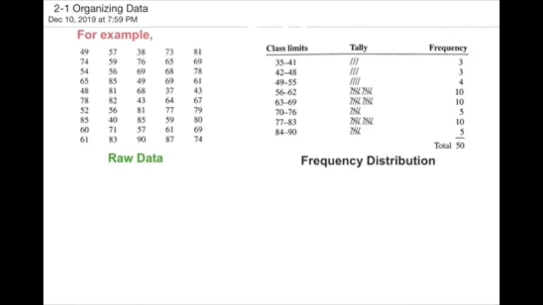This video is based off of Chapter 2, Section 1. We are using iMovie and Notability. We can organize data in a frequency distribution. A frequency distribution is the organization of raw data in a table form, using classes and frequencies.